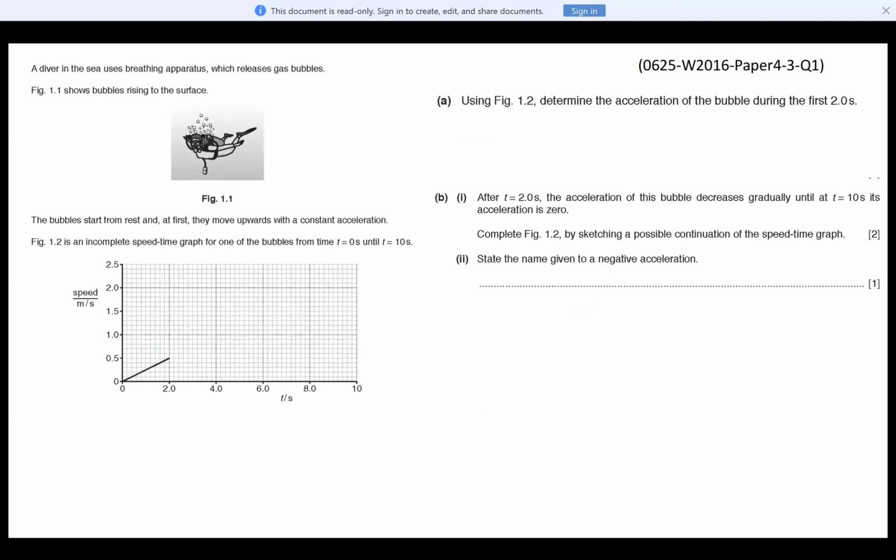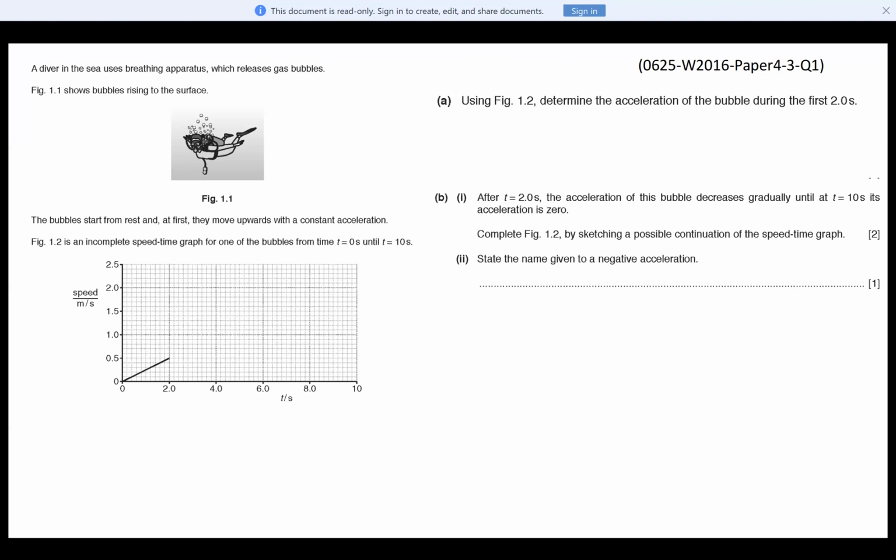A diver in the sea uses breathing apparatus which releases gas bubbles. Figure 1.1 shows bubbles rising to the surface. The bubbles start from rest, and at first they move upwards with a constant acceleration. Figure 1.2 is an incomplete speed time graph for one of the bubbles from t equals 0 until t equals 10. Using figure 1.2, determine the acceleration of the bubble during the first 2 seconds.